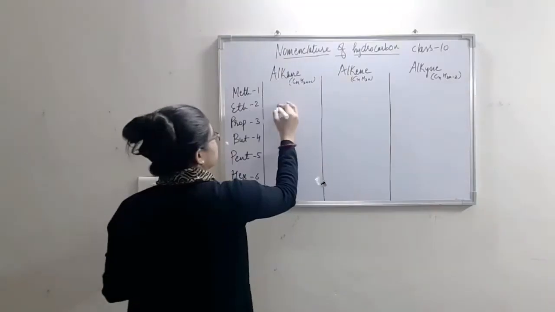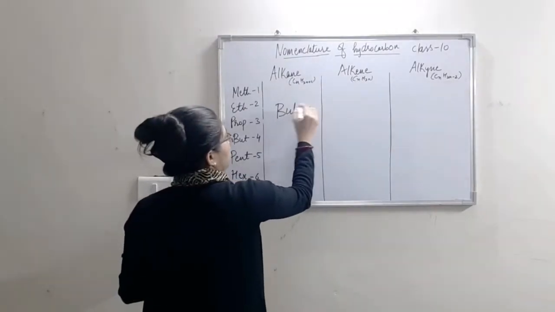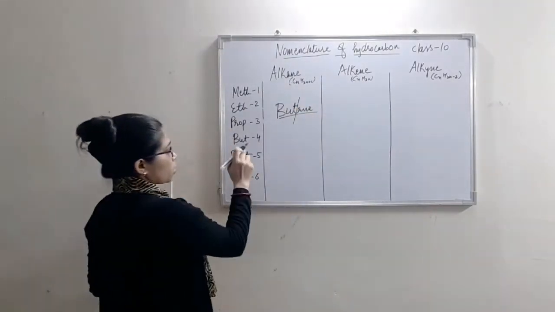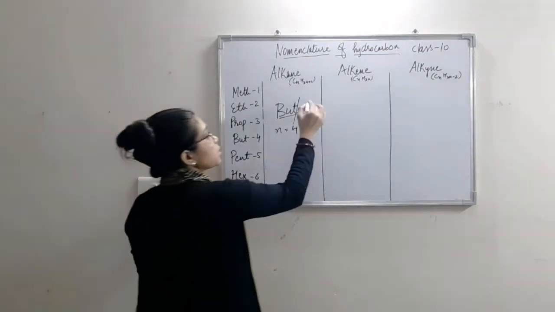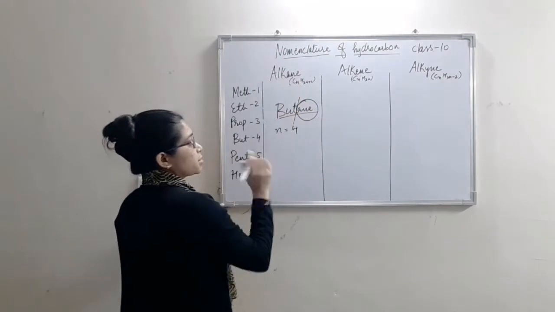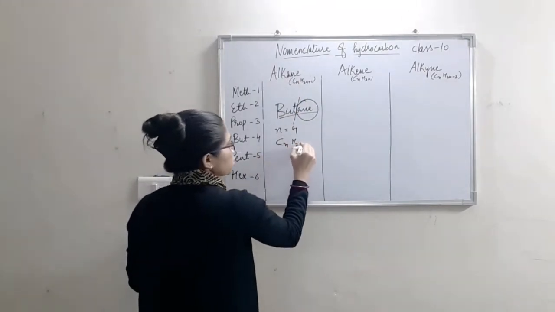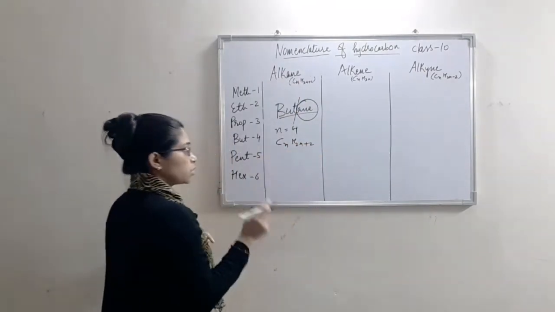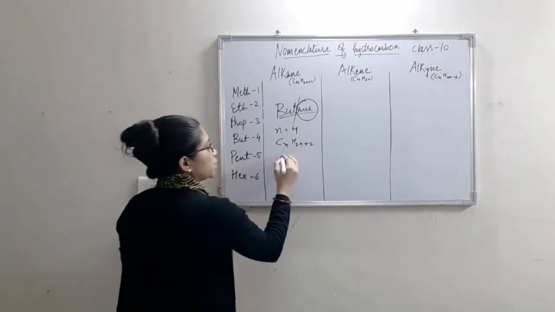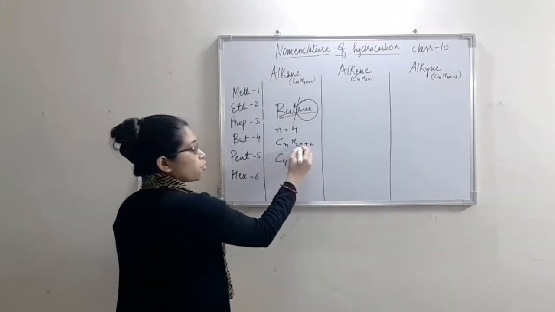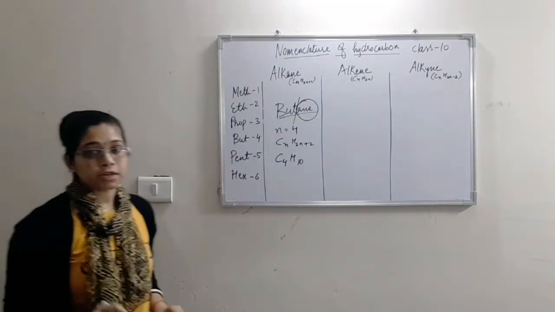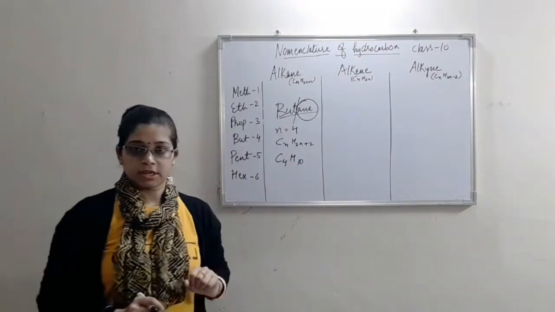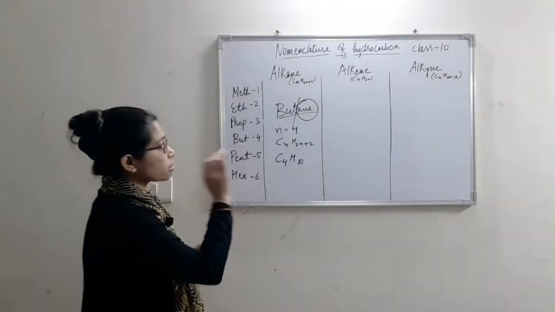One more example we will see. Butane. But means 4, so n will become 4, and ane means a member of alkane series, that is CnH2n+2. Now again we will put the value of n, C4H, 2×4 plus 2, that is 10. So C4H10 will become the chemical formula of this butane, right? I hope you are able to understand this.